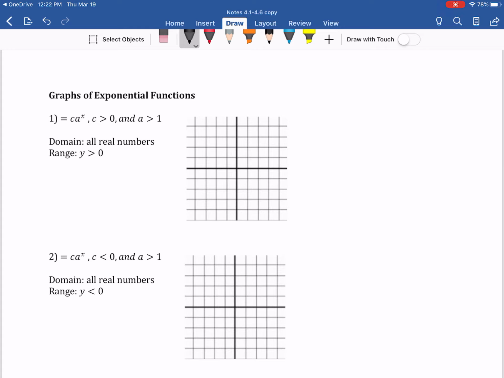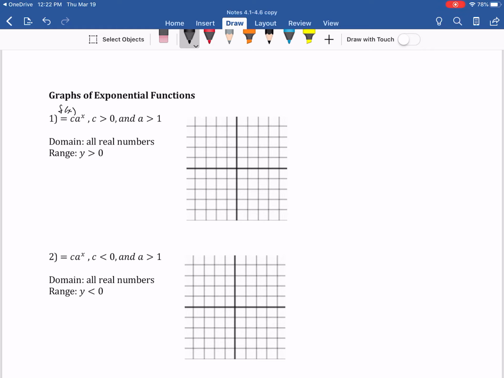It looks like my function notation got chopped off here. How about we call this f of x? f of x is equal to c a to the x. So in this case, we're going to let c, your initial coefficient, be positive. The value of a is something that's bigger than 1.